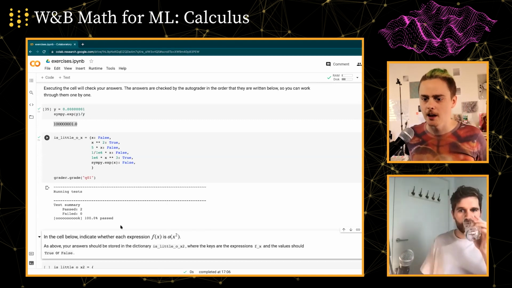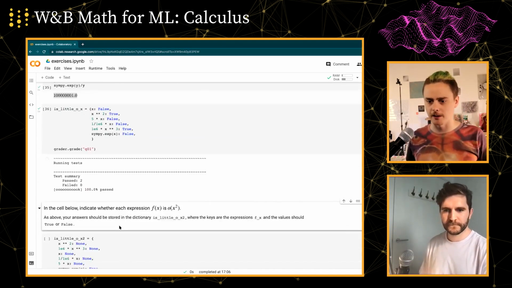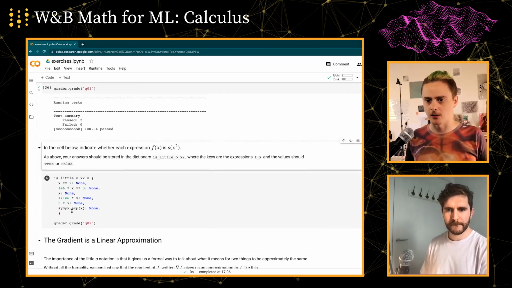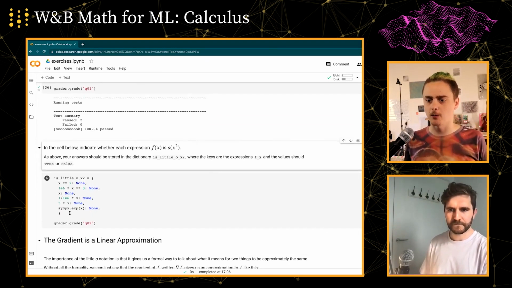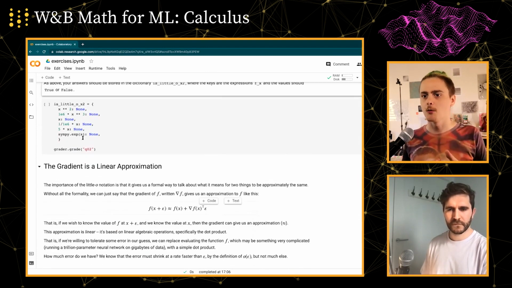Great. So there's a pretty similar thing for little o of X squared, but it's so similar and the ideas are so close that rather than going through this one, I'd rather just keep on trucking to the rest of the exercises. So folks can work through those exercises.